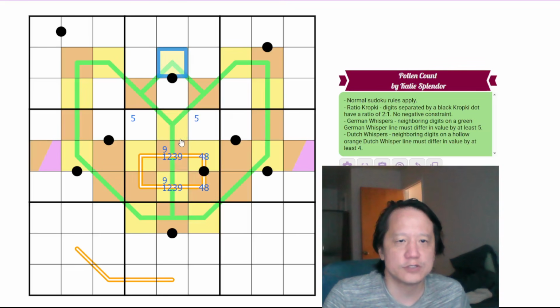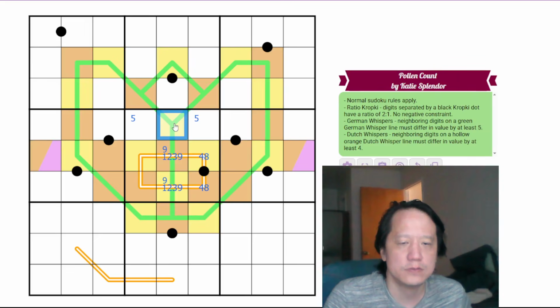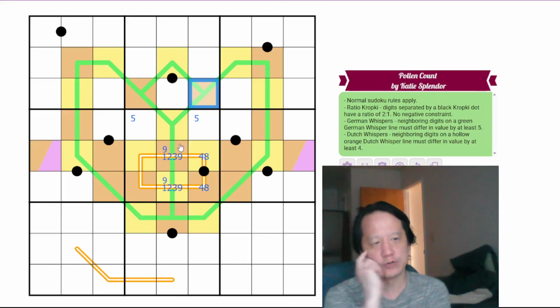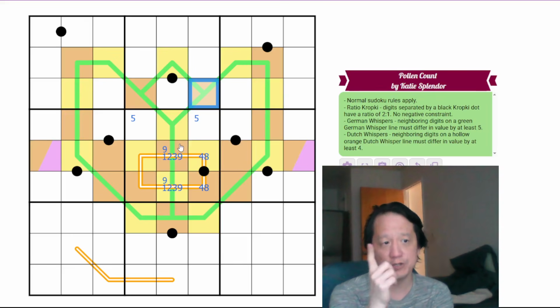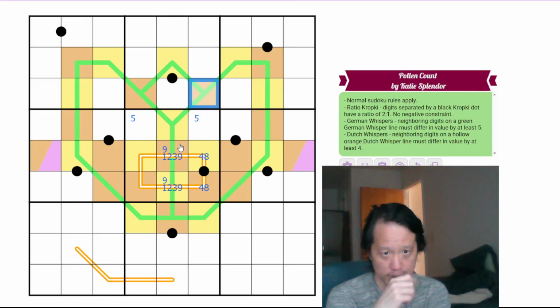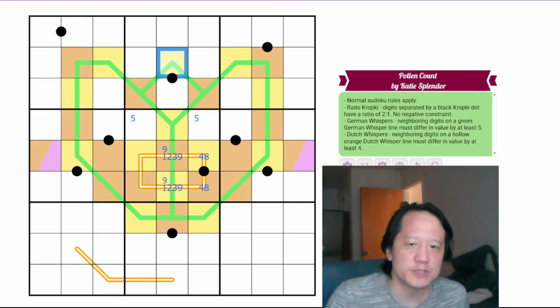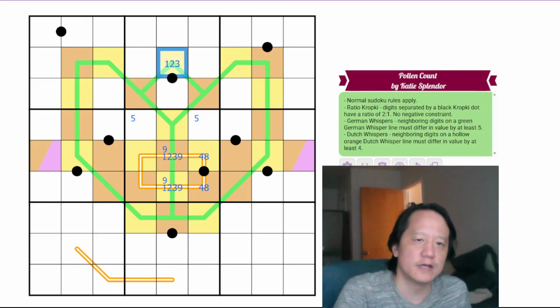These digits are all next to 2 unique digits, at least, on the Whisper 5 line. So they cannot be 4 or 6, because 4 can only be next to 1 unique digit on a Whisper 5 line, which is 9, and 6 also can only be next to 1 unique digit on a Whisper 5 line, which is 1. So these must be 1, 2, 3, 7, 8, 9.